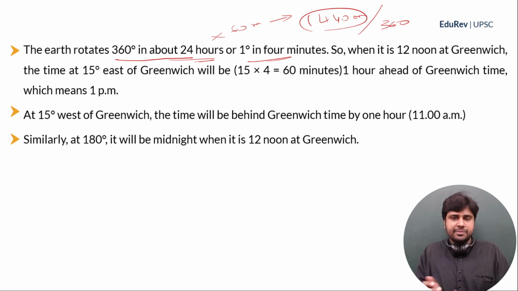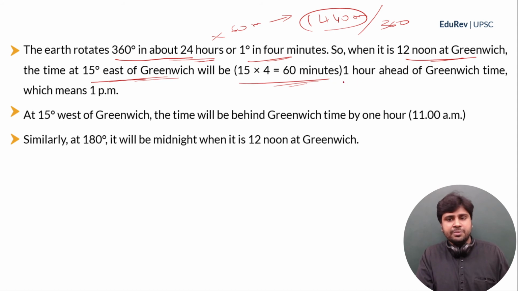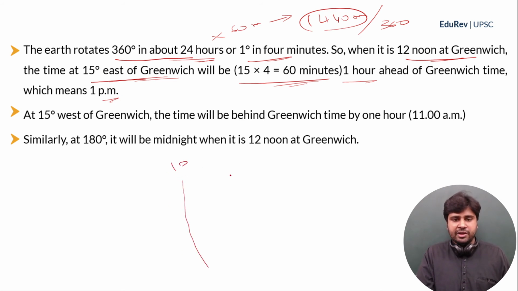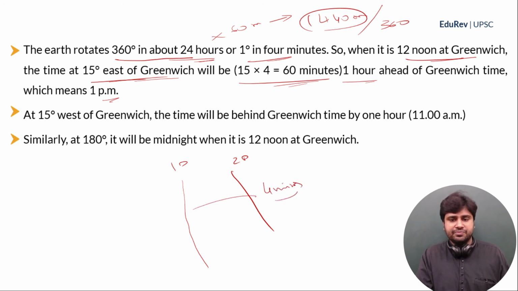I hope you're understanding. So when it is 12 noon at Greenwich, the time at 15 degrees east of Greenwich will be 15 times 4, 60 minutes. That means 1 hour ahead of Greenwich time, which is 1 p.m. I hope you're understanding. See, for example, this is 1 degree longitude and this is 2 degree longitude. The time taken by the sun's rays to shift from 1 degree longitude to the second degree longitude is 4 minutes.